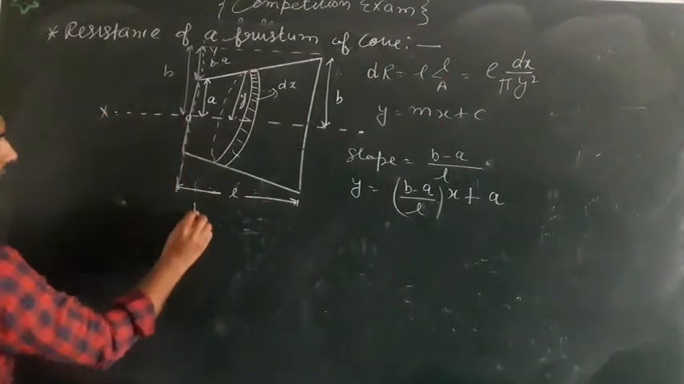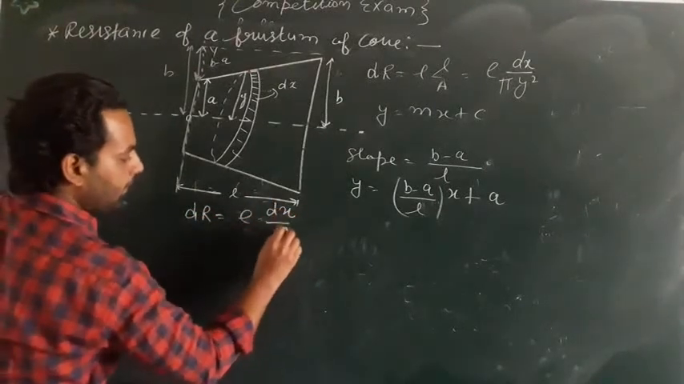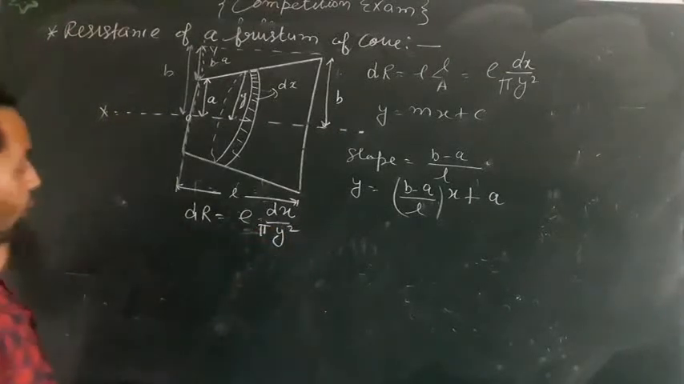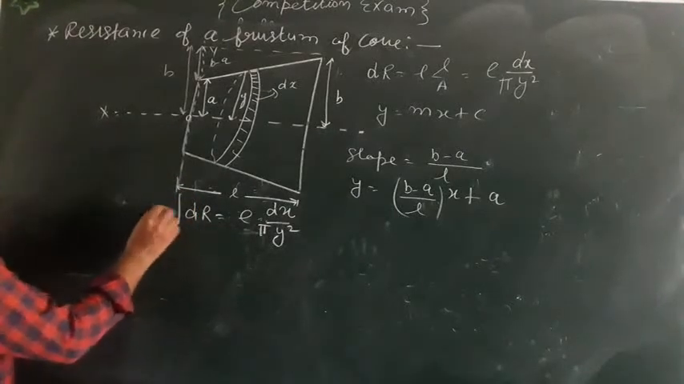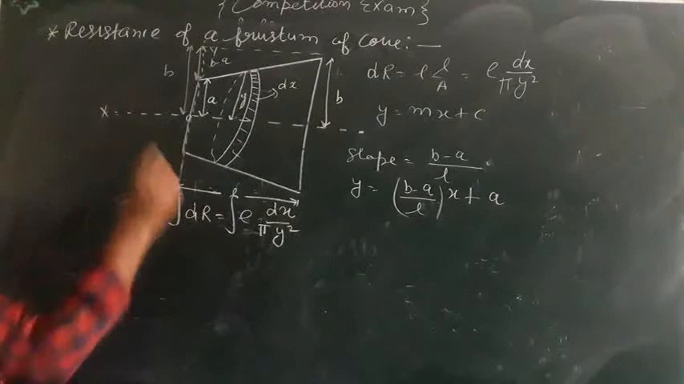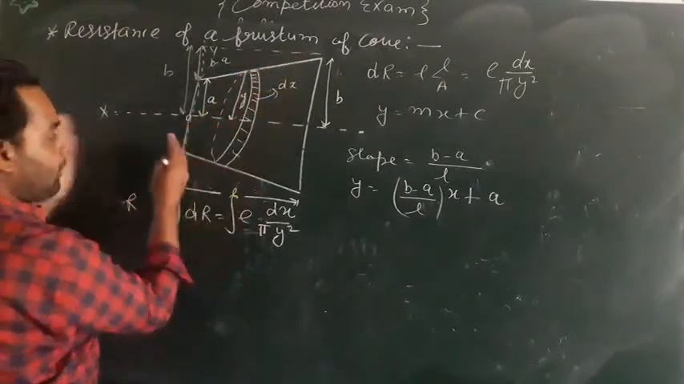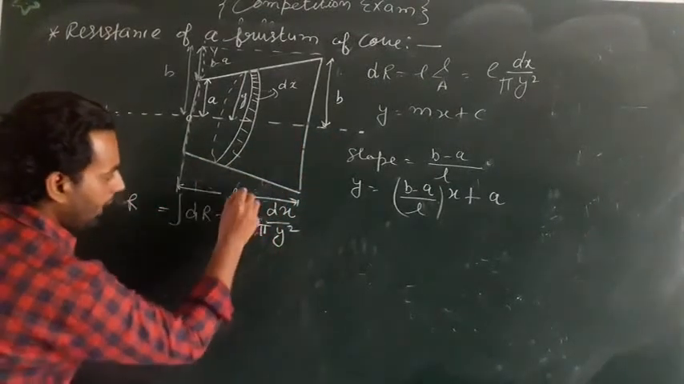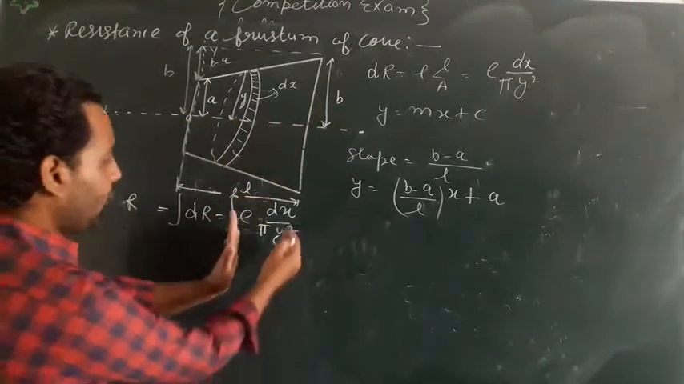We know that dr is equal to rho dx by pi y square. So what do we have to do? We have to find the resistance. To find the resistance, we will integrate it. If we integrate it, here it comes out to be R. If dx is the first element, this is the second element, third, there are many elements from 0 to L. So we will integrate from 0 to L because we are moving along the x-axis, and the length along the x-axis is 0 to L. So we have to integrate this.